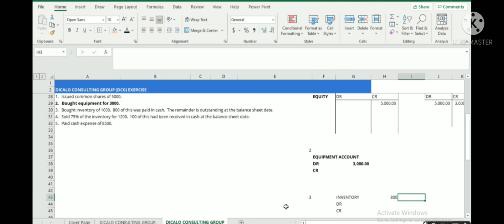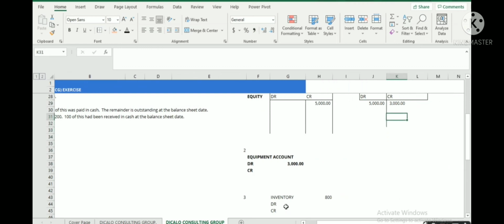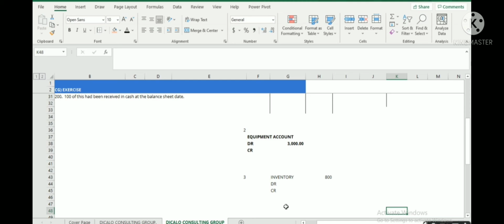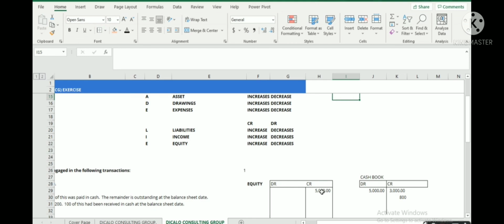Now if we bought inventory for $1,000 and paid $800 cash, it means that the value of our cash is going to reduce by how much? By $800. So you credit your cash account with how much? With $800. Why? Because cash has reduced. Now the inventory is an asset, and if assets are increasing, it means that we need to debit the asset account. So the full value of the $1,000 which we spent in the acquisition of the inventory will be debited in our inventory account. We debit inventory with $1,000, and at the same time we credit our cash account with $800.